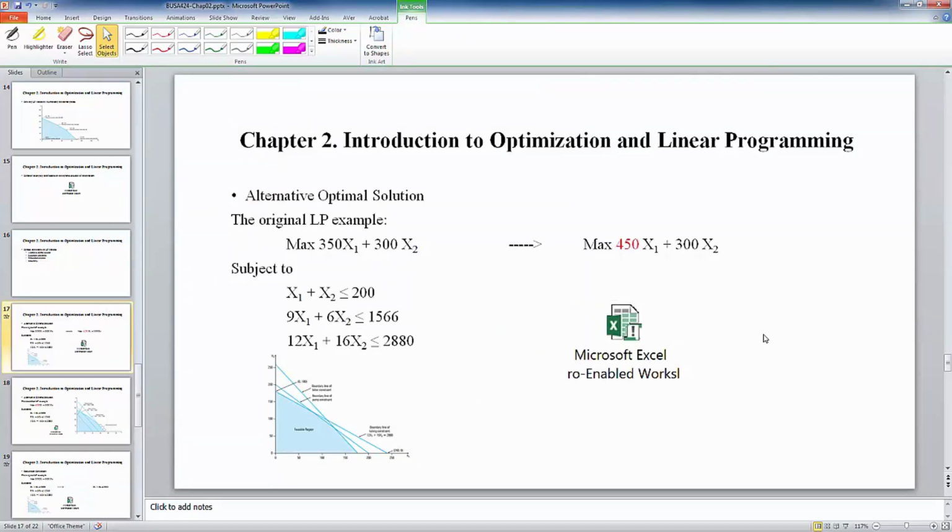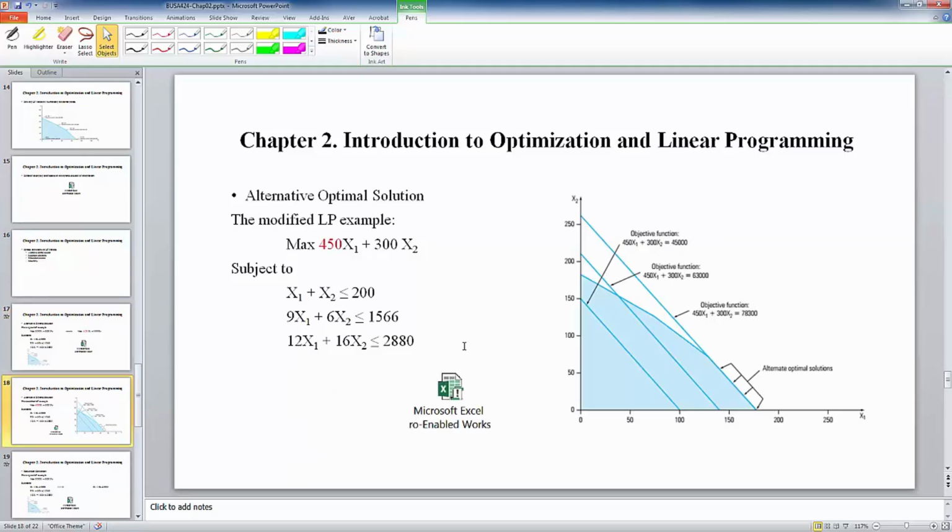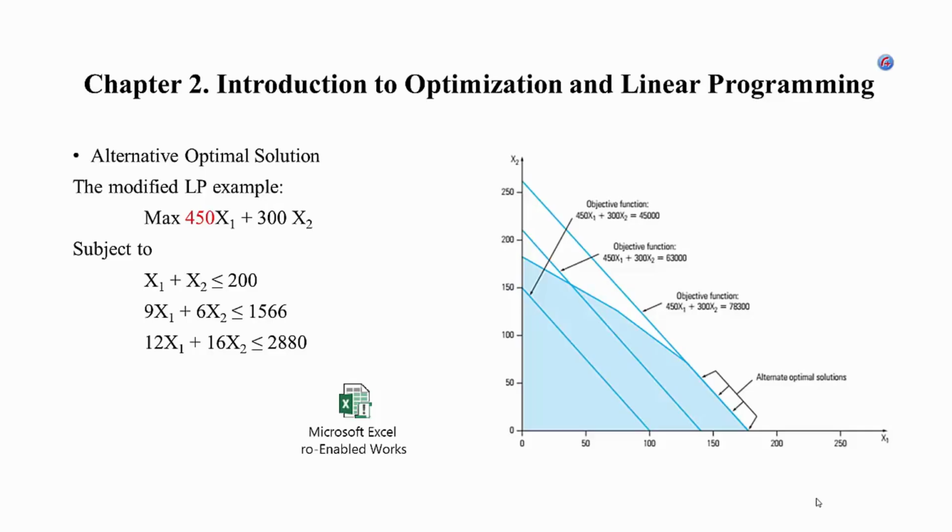By changing this 350 to 450, we change the feasible area, and the level curves become parallel to one of the constraints of the problem, and then we have multiple optimal solutions, or we can say alternative optimal solutions. Note that any point on this line is an optimal solution of the problem, and we can choose any of these points. These points and these points are optimal, and any combination of these two points is an optimal solution of the problem, and they will have the same optimal profit.